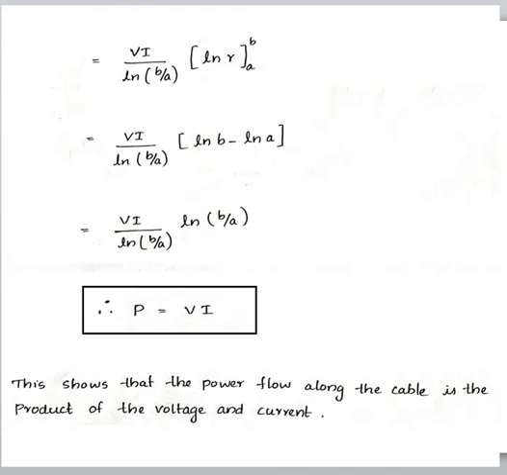The integral of 1 by r dr is equal to ln r, with limits a to b. Therefore, the above equation becomes VI divided by ln b by a into ln b minus ln a, that is VI divided by ln b by a into ln b by a. Then cancel the common terms. Therefore, we get P is equal to V into I. This shows that the power flow along the cable is the product of voltage and current.